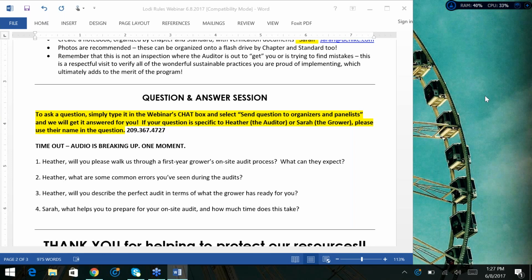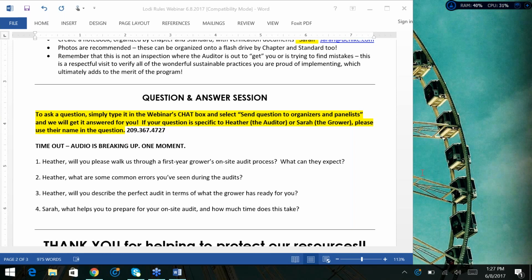The perfect audit of what the grower has ready. I will honestly say for the 2017 season, I had the very first perfect audit, the very first audit of the season. It was a wonderful experience. So we sat down, again, in the grower's kitchen. He had a binder that covered chapters 1 and 2, but it also had forms that answered questions such as the soil labs. It had the water analysis lab results for each of his fields.